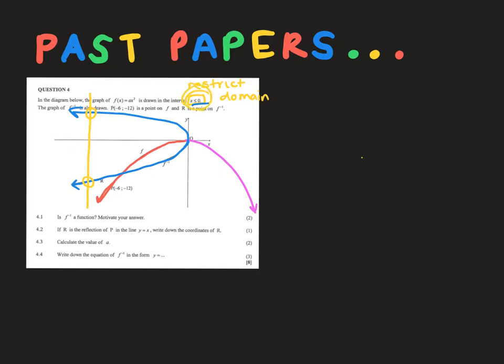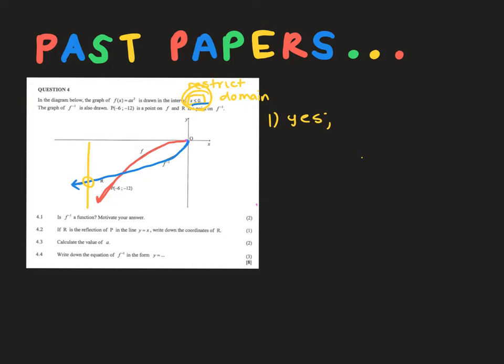But because of that restriction, grade 12s, this portion of the arm has fallen away, and now you can quite clearly see that this vertical line does only cut the graph once. So therefore, it will be a function. So for question 1, you will say yes. But we also need to give a reason for this. It does say motivate your answer.